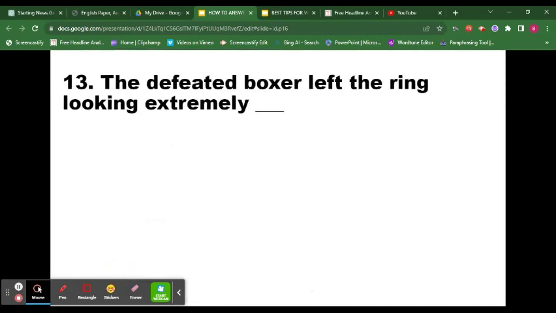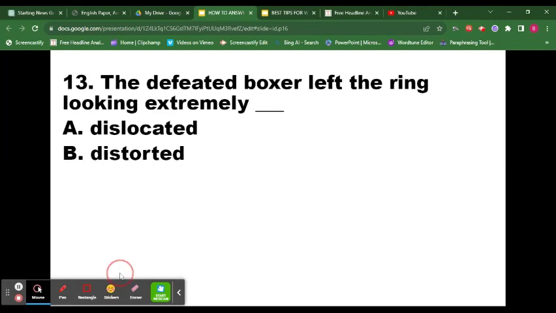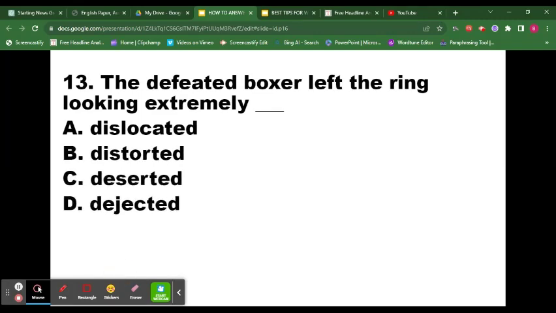Question 13. The defeated boxer left the ring looking extremely dashed. A, dislocated. B, distorted. C, deserted. D, dejected. When you look dejected, you look downcast, you look depressed. So the answer is D, dejected.